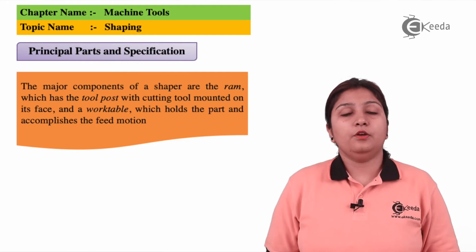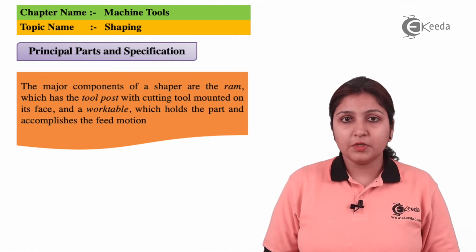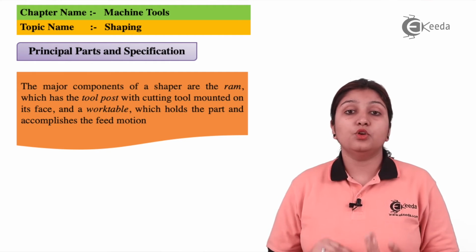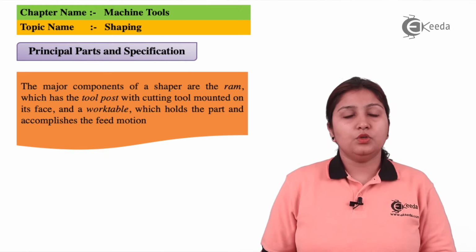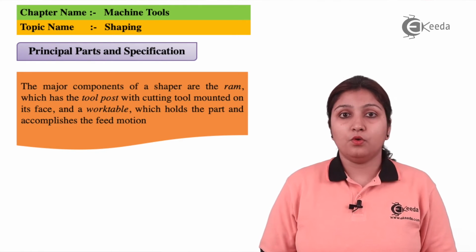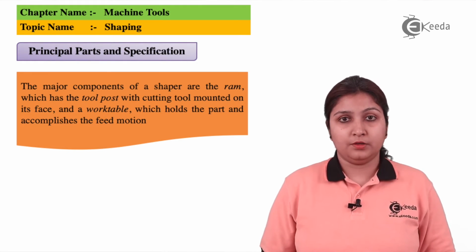Basically, three kinds of parts are there in a shaping machine which are important. First is your ram, second tool post, and third is your work table. So these parts play a very important role for giving shape to any object.